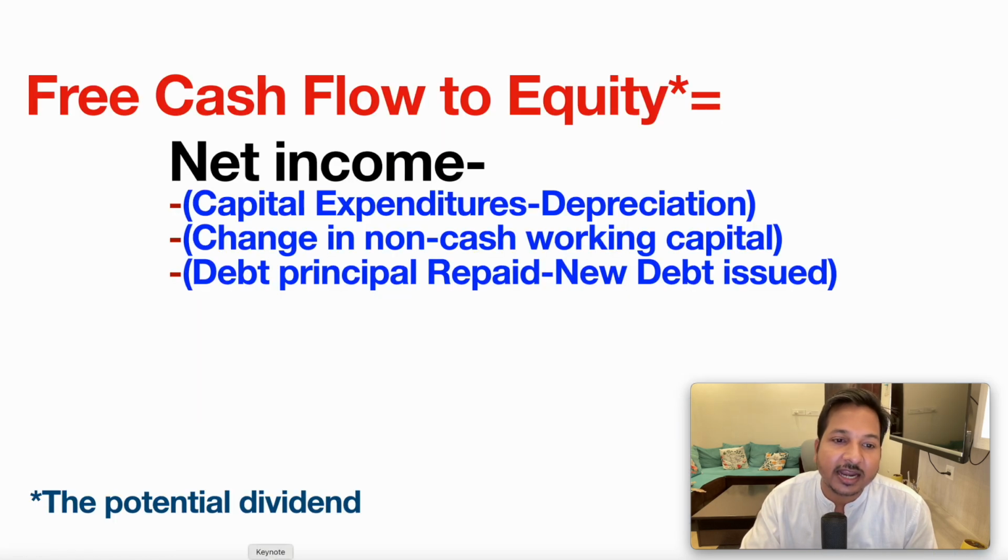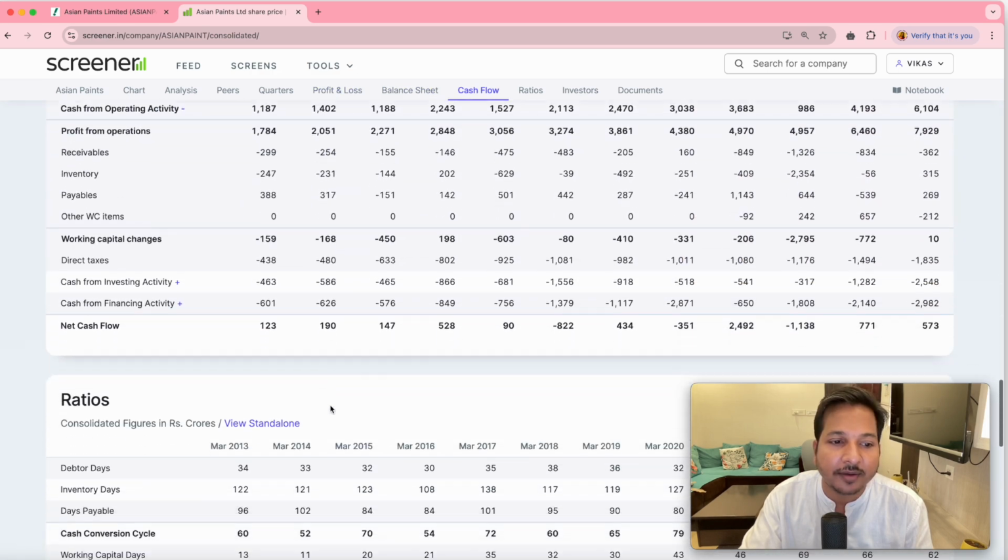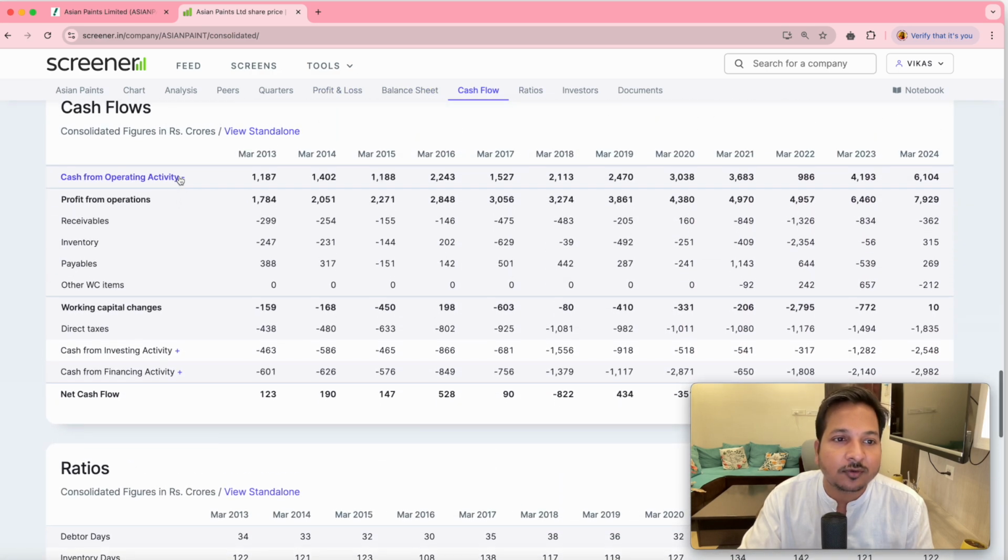So first is the net income. Then the second number is capital expenditure: how much the company is spending for its working capital requirement for next year's operations, and also for future growth, such as buying new plants or new machinery. You will get all that data in screener.in, in the cash flow statement.